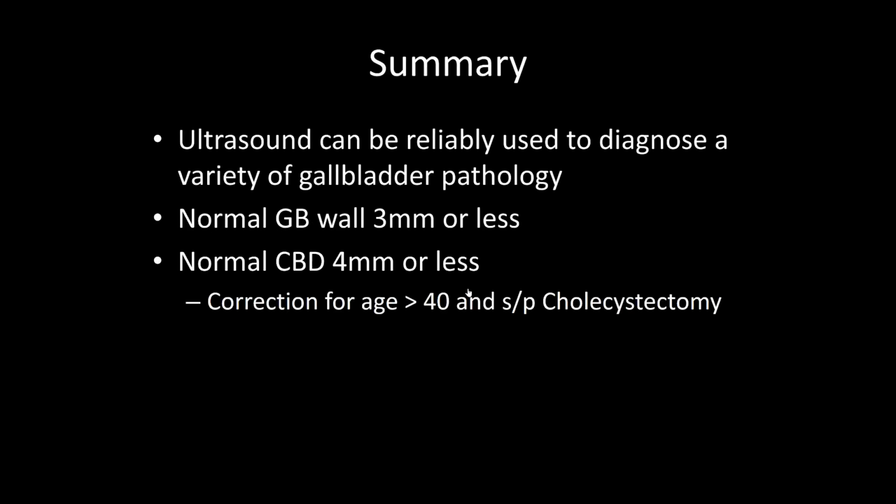In summary, ultrasound can be used to reliably diagnose much of the gallbladder pathology. Remember that normal gallbladder wall, measured in the short axis anterior wall, is 3 millimeters or less, and normal common bile duct, measured inner to inner, is 4 millimeters or less. However, this will be corrected for age greater than 40 and if the patient has had a cholecystectomy.